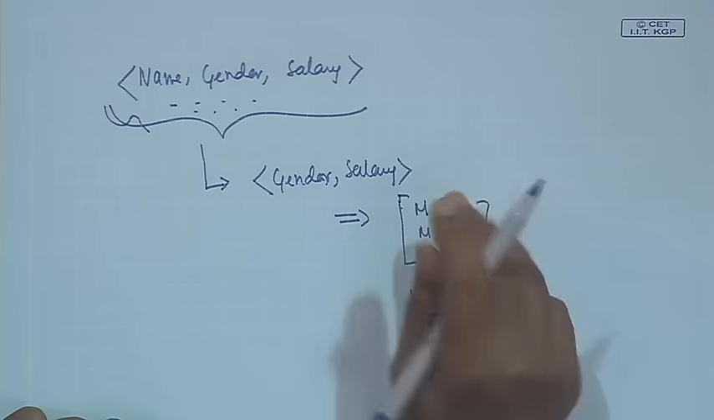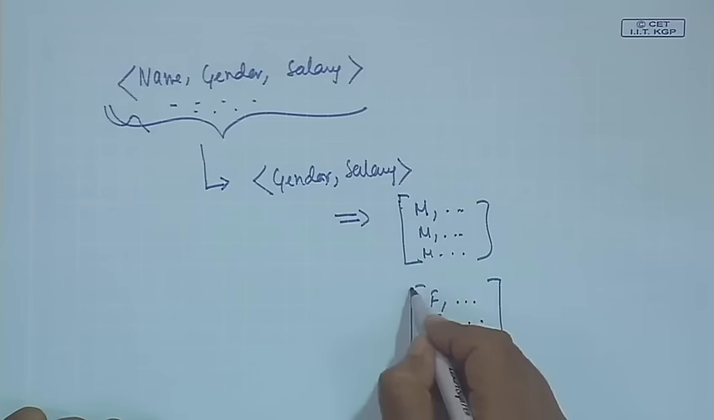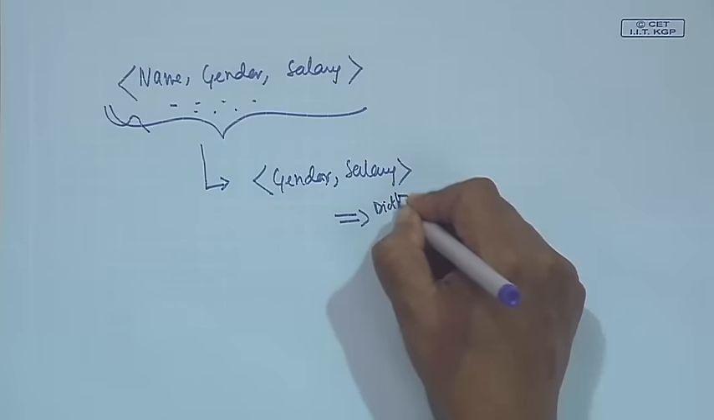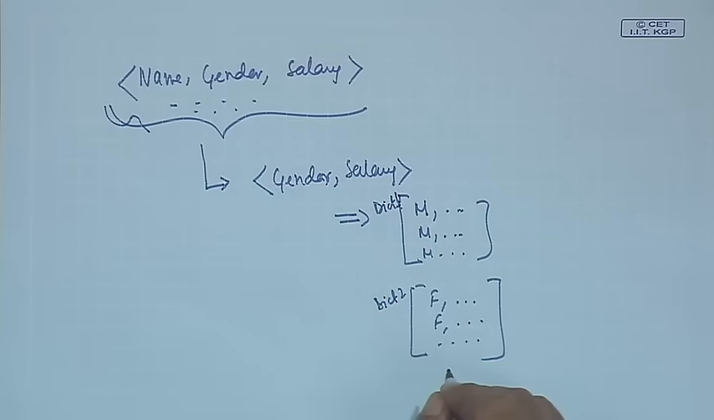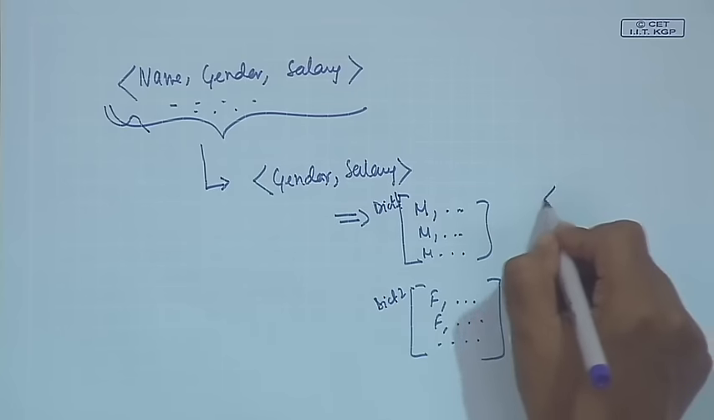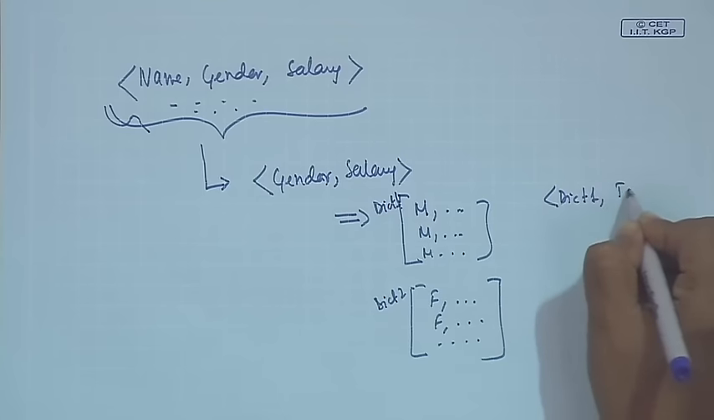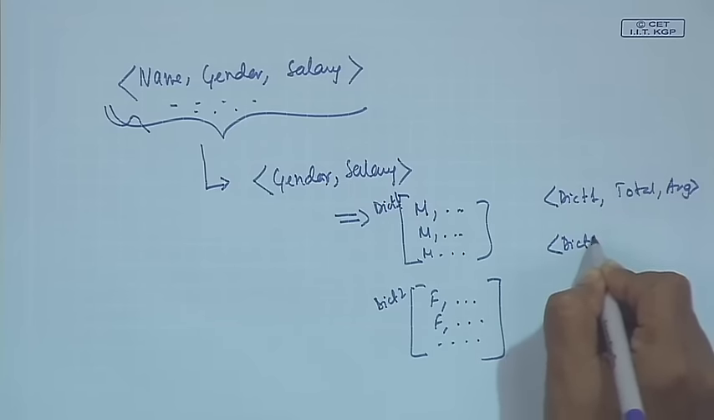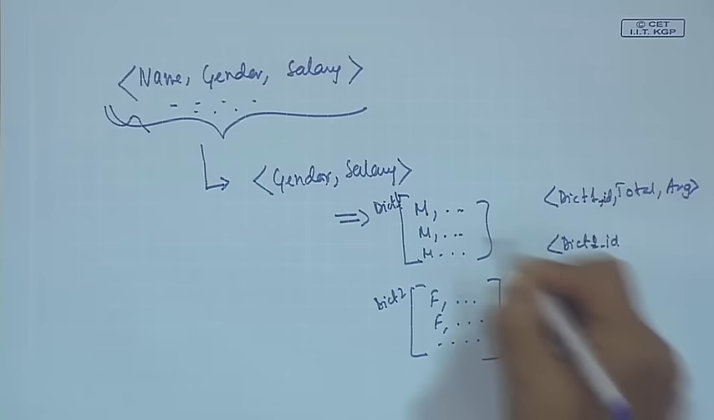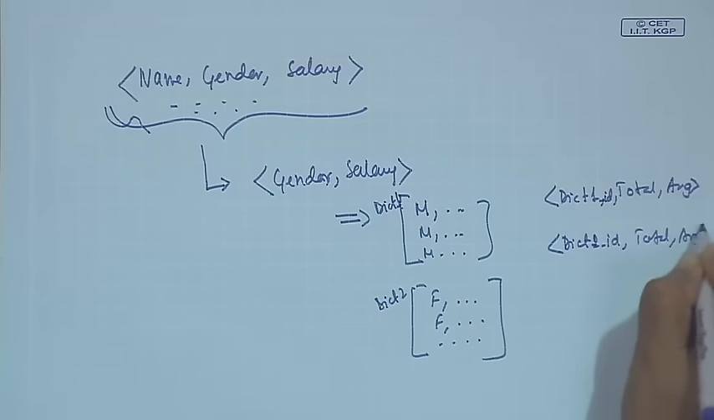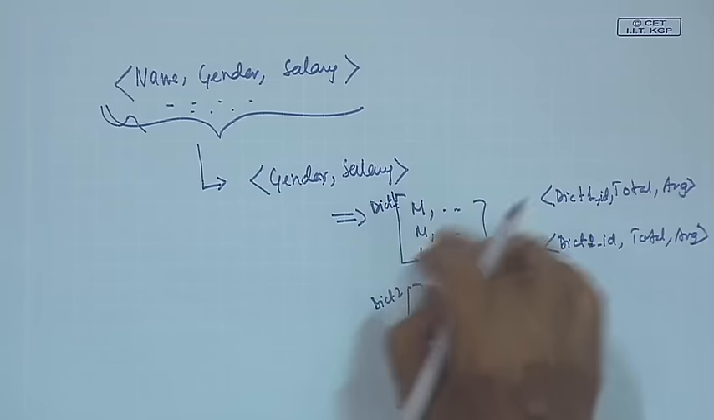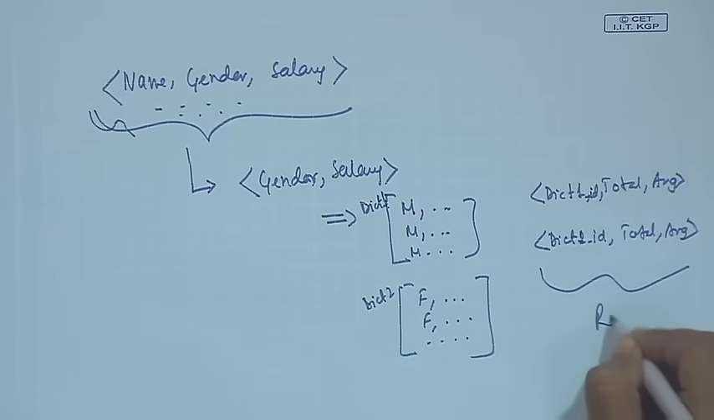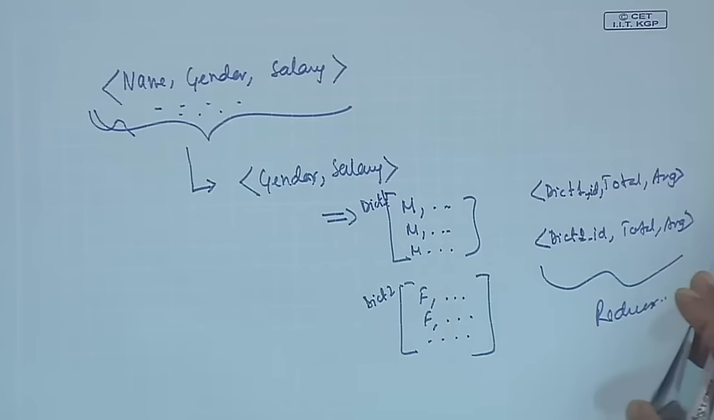Or we can say that we have two sorts of dictionary structure, each having a key value pair, say DICT1 and DICT2, and for each I can have the total and average. So the ID in this case is this particular male or female, and then the total or average salary, right. So we compute the total and average for the two separately, we consider that as a dictionary structure, and the reducer basically does this. So we want to see how to realize this.